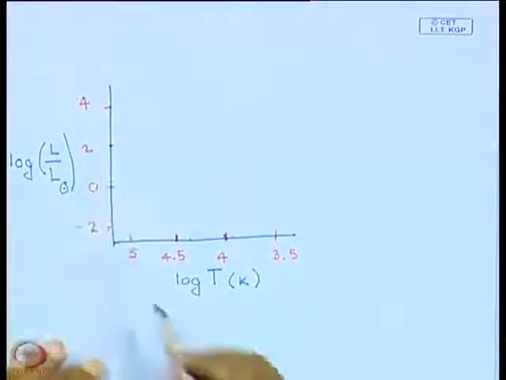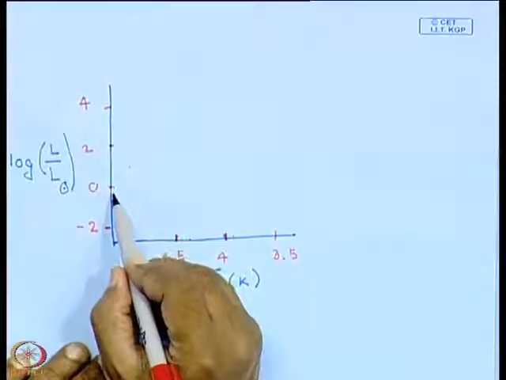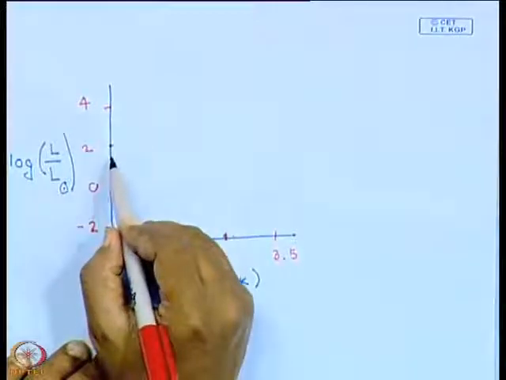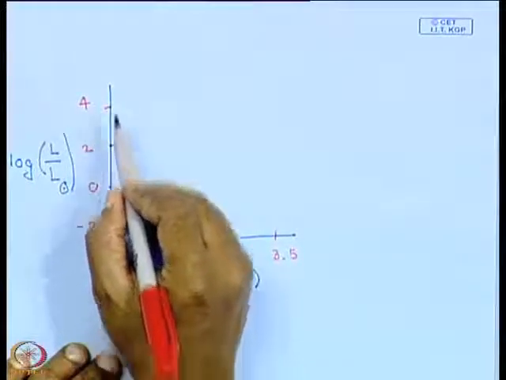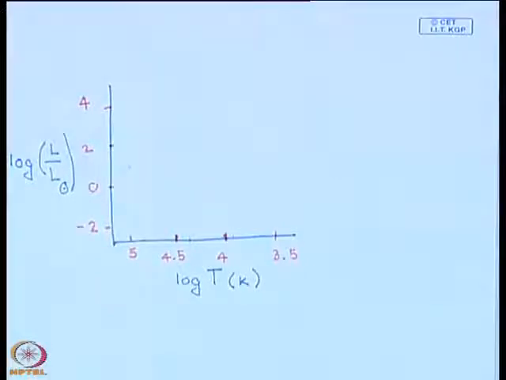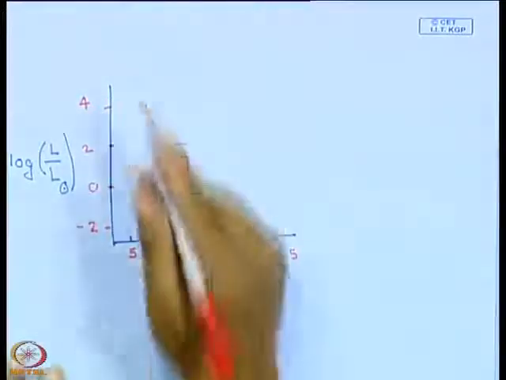So this is where the sun would be. This is 100 times brighter, more luminous than the sun. This is 10,000 times more luminous than the sun. We have seen that the luminosities can vary from roughly 100 times fainter than the sun to 8 times 10 to the power 4, so roughly 10 to the power 5 times brighter than the sun. So it will go up to 5. Okay, so this encompasses the entire possibility roughly.